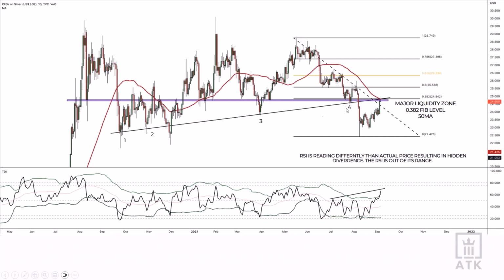Then we break that. So now it's support. We break, now it's coming back as resistance. It's coming back as resistance on that trend line and on a minor area of support here that is now resistance, and MA is coming down to meet it. So that's a 50 MA right there.